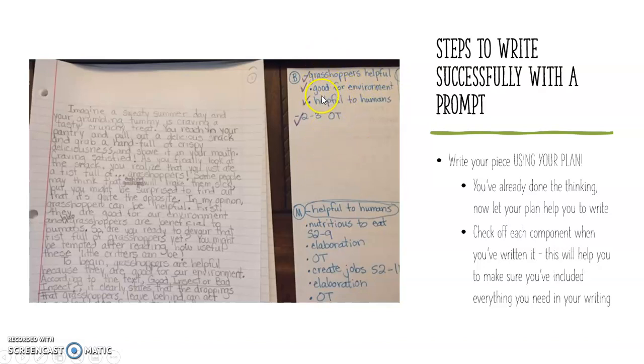So grasshoppers helpful, good for the environment, helpful to humans, 2 to 3 sentences of OT. Boom. Let's see if I have all of that in my beginning. I'm going to read it to you.